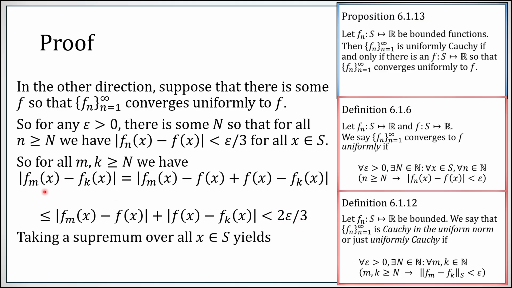I can now take a supremum over all x in the domain S and get that the sup norm of fm minus fk is no larger than 2/3 epsilon, which is definitely less than epsilon, and we have shown that the sequence is uniformly Cauchy.